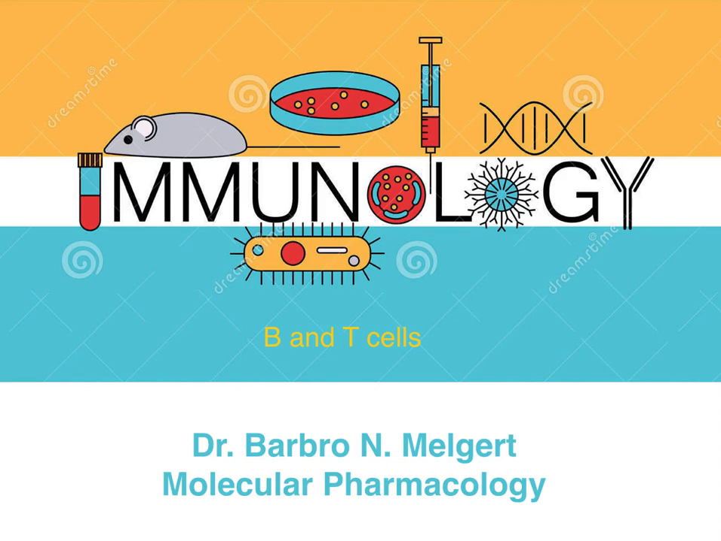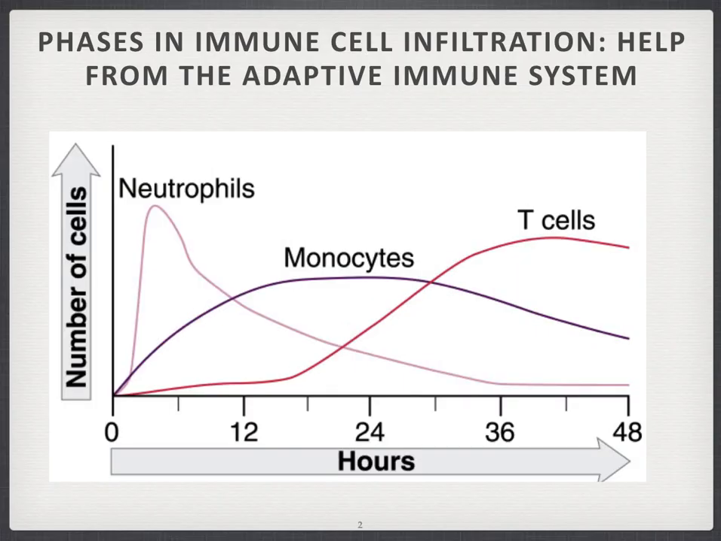I originally gave this class on March 3rd, but I re-recorded it to have a set of complete online lectures. So this class is about B and T cells, basically about the adaptive immune system. In the other videos I talked about the innate immune system, but if the innate immune system needs more help, they can involve the adaptive immune system.